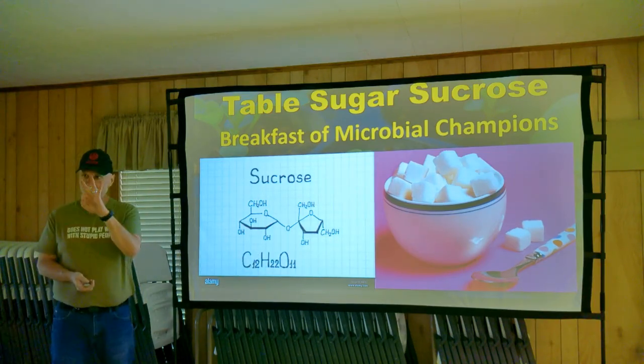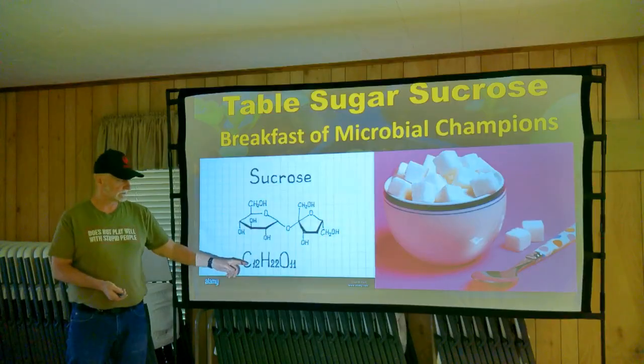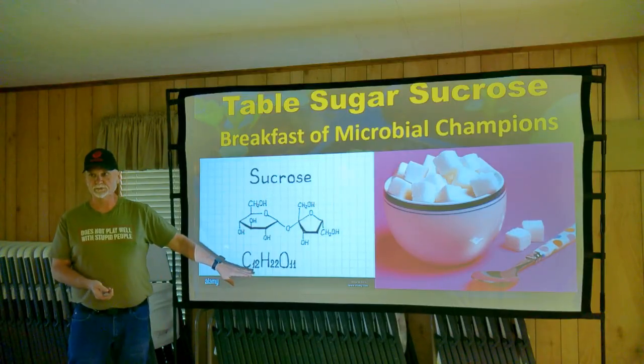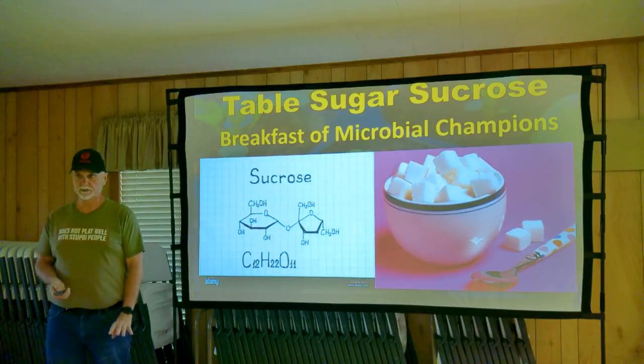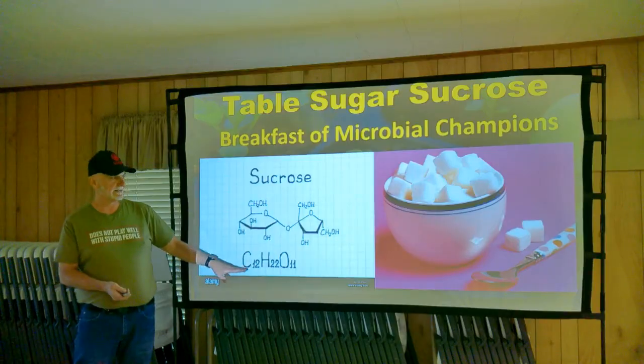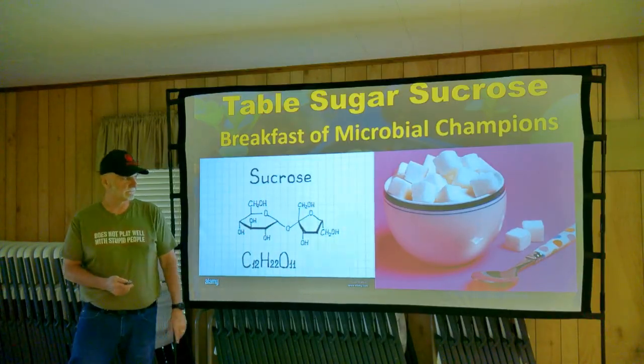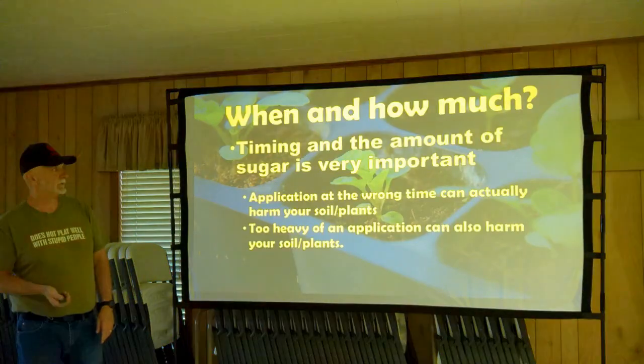Wow, and that was those first three things, right? Carbon, oxygen, hydrogen. Isn't that amazing that that's what the plant's mostly made of, and that's what sugar is mostly made of. So now, getting that into the plant, that's where the microbes come in handy. So we've got to feed them. All right, so when and how much?